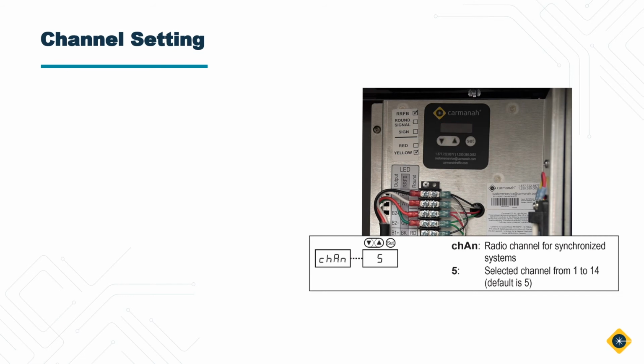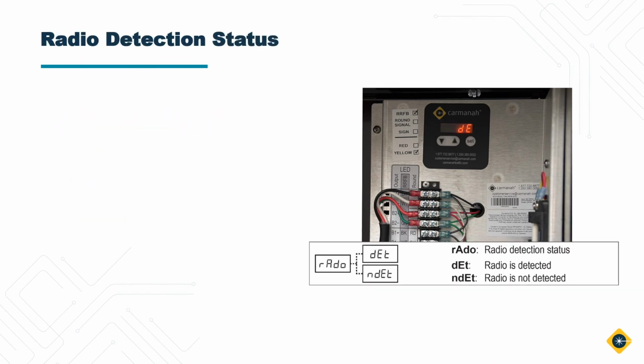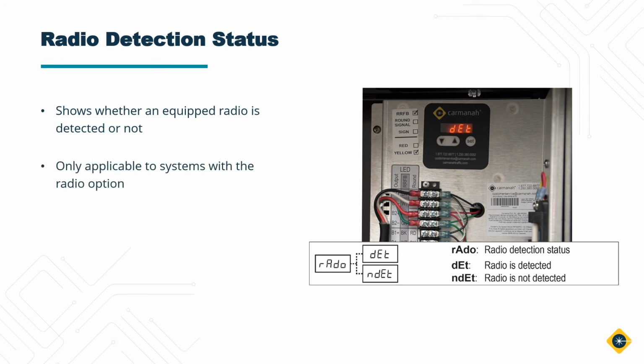Channel setting. This will show the programmed radio channel, which can be changed as required. This is factory set to channel 5 by default and is only applicable to systems with the radio option. Radio detection status. This will show whether an equipped radio is detected or not. This is only applicable to systems with the radio option.